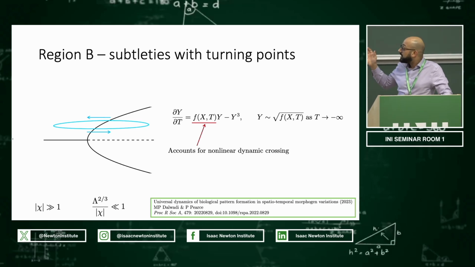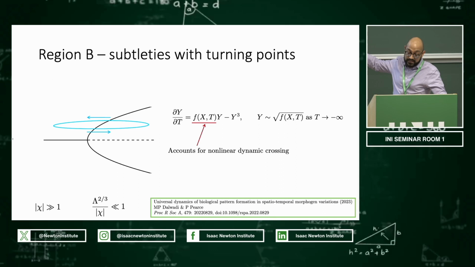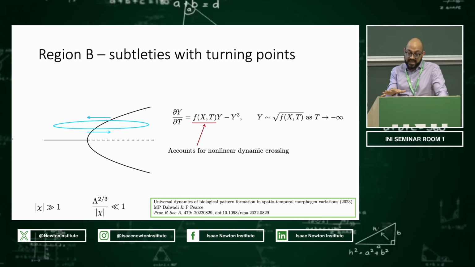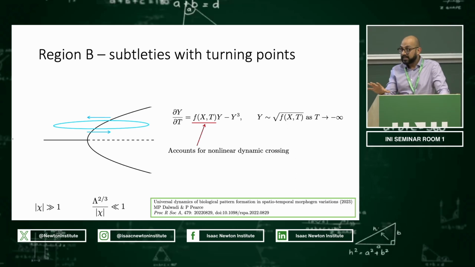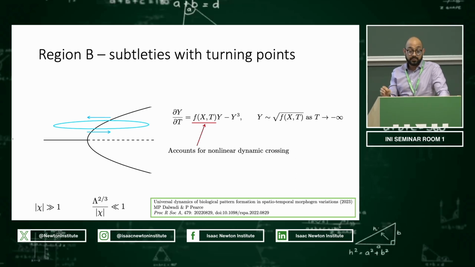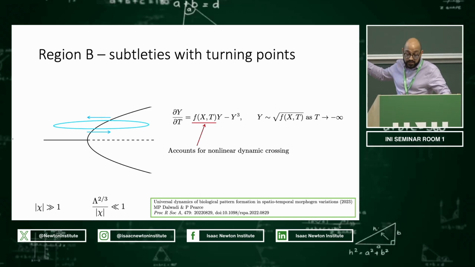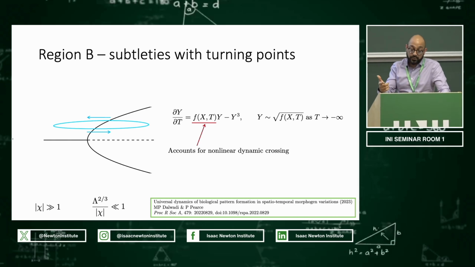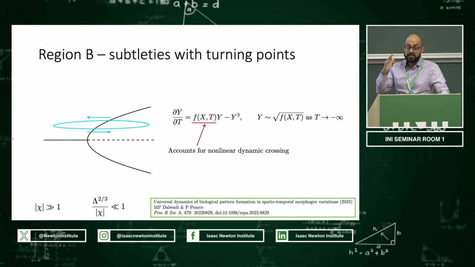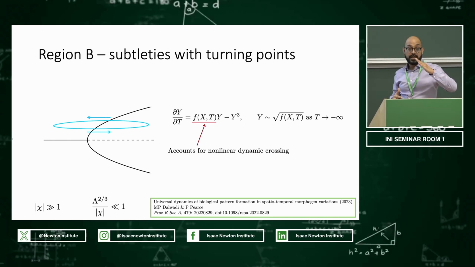And to cut a long story short, in region B, which is where these delaying effects are the most important, the key reduced ODE you end up with has this leading order form where F accounts for the specific kind of turning point. So this reduces to the linear crossing case that I just discussed when F is equal to minus T. But this more general formulation allows us to tackle turning points when the bifurcation crossing is not well approximated by a linear function.